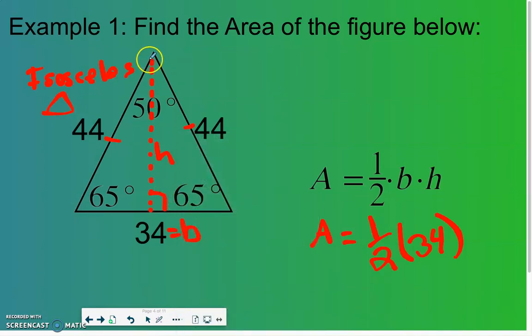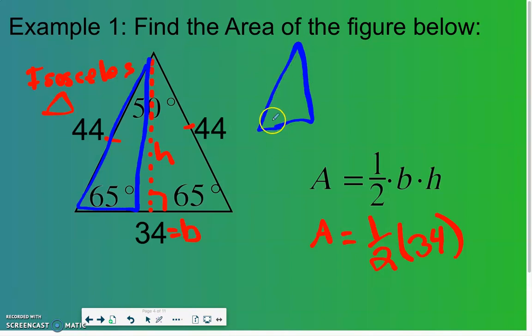If we look at this triangle here, we have created a right triangle that we're given some pieces from. So if we just redraw that triangle, I know that this length is 44, and I know that this length is 65. And I'm looking for the height. I'm looking for how tall that triangle is, based on the fact that this is a perpendicular segment.